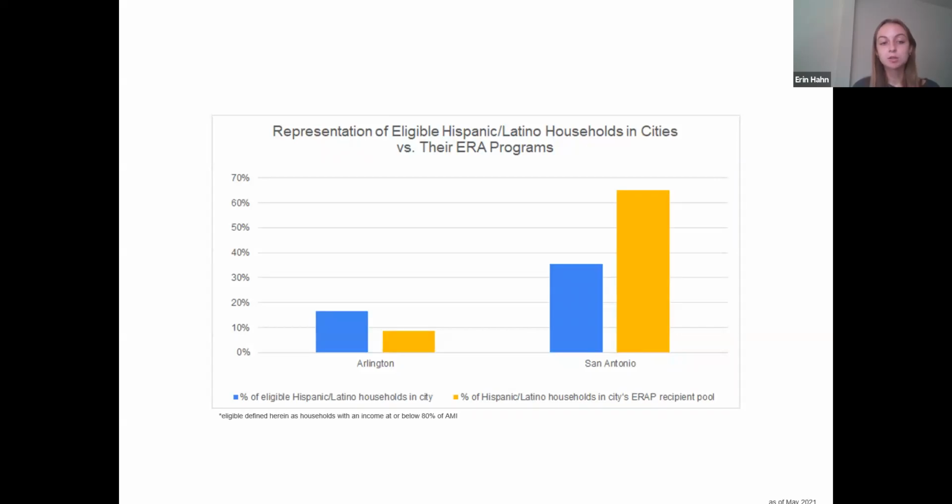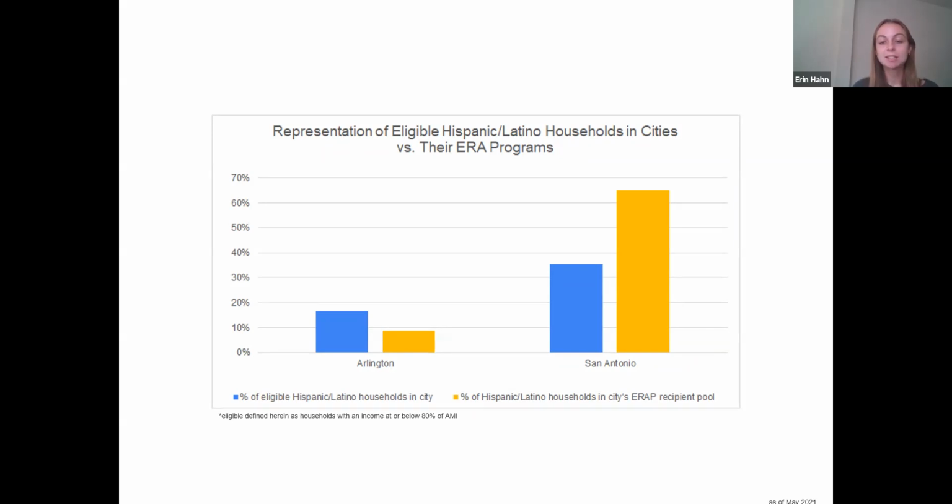If either of these groups are underrepresented in program recipient pools, that is a sign that the program is failing to reach a particular community, and administrators should ask questions about whether the application process is creating barriers or its community outreach strategies are lacking.